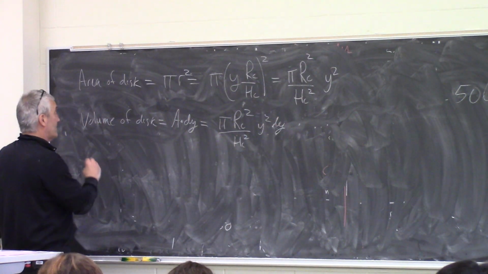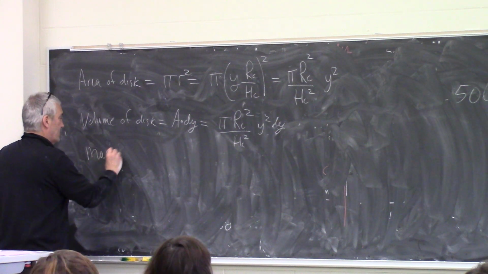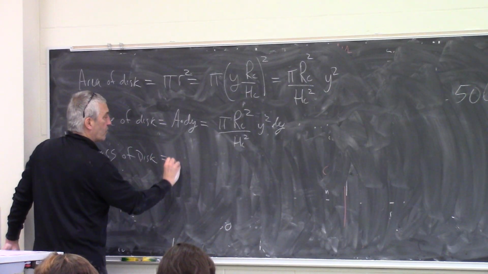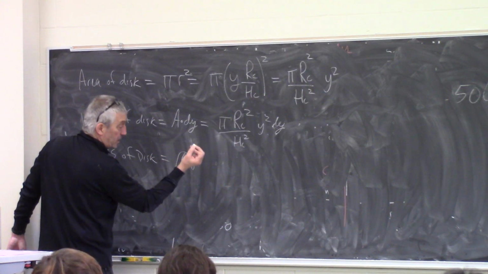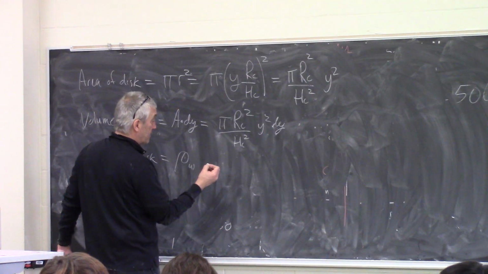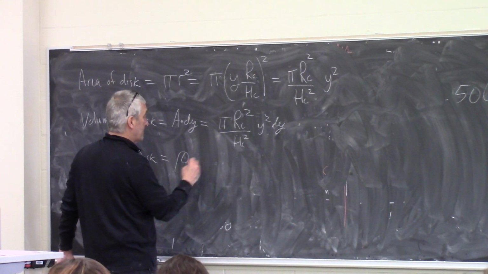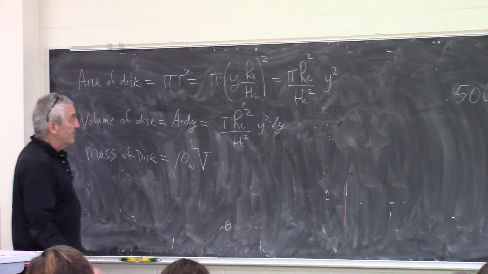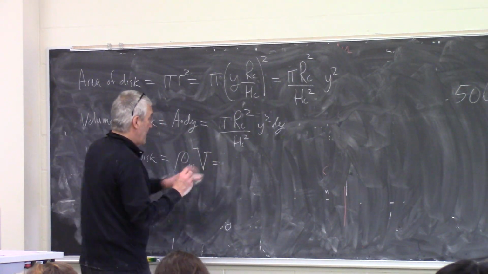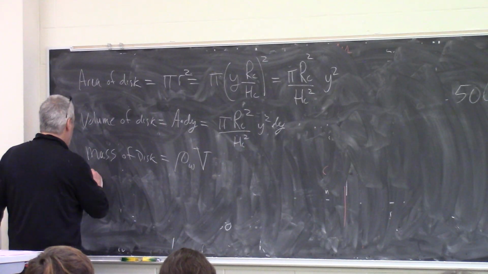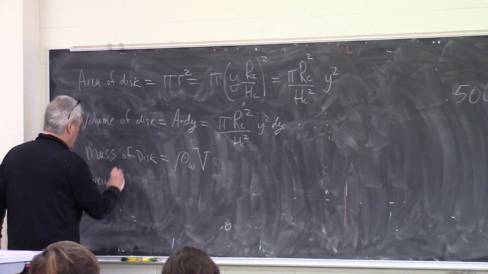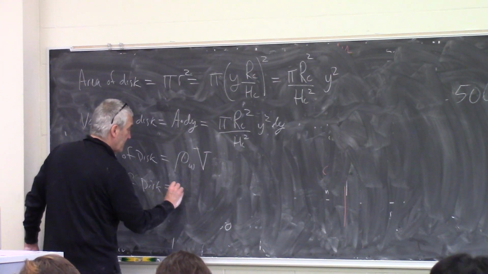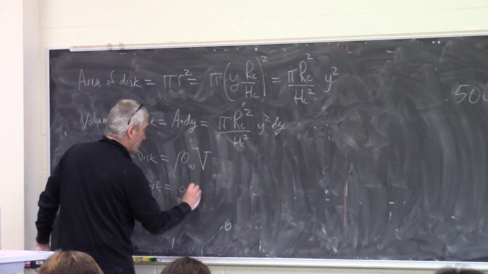The mass of the disk is going to be whatever the density of water is, which we know is 1,000 kilograms per cubic meter, but we don't care about that number right now. I'm just going to use this symbol. It's going to be that density times the volume. And then the weight of the disk is going to be G times the mass.